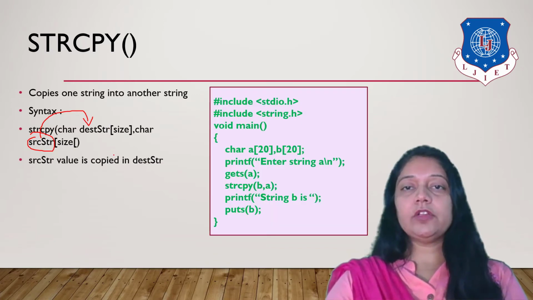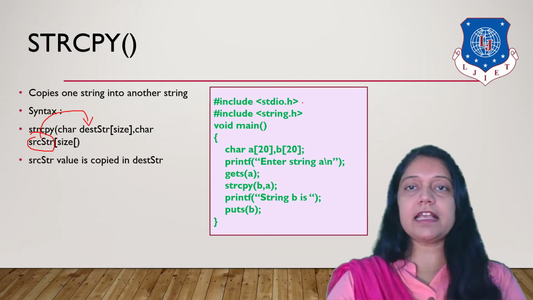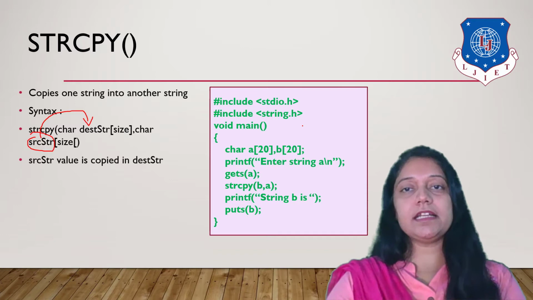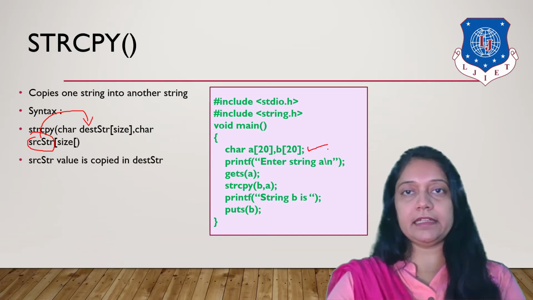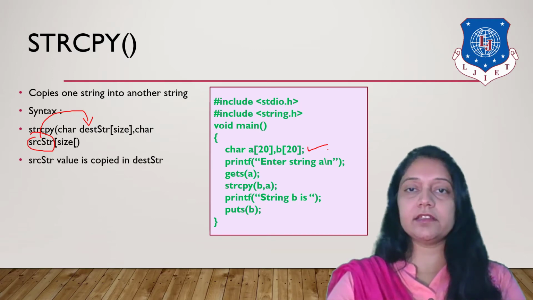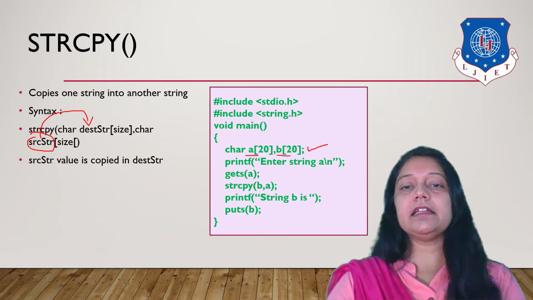So how are you going to write the program of string copy? For this again include two files, stdio.h and string.h. For every string function two steps are compulsory: one is declaration and another is initialization. So I am declaring arrays here. The string copy function will require two character arrays, or you can say two strings. So one is A and another is B. The size of each I have given is 20.